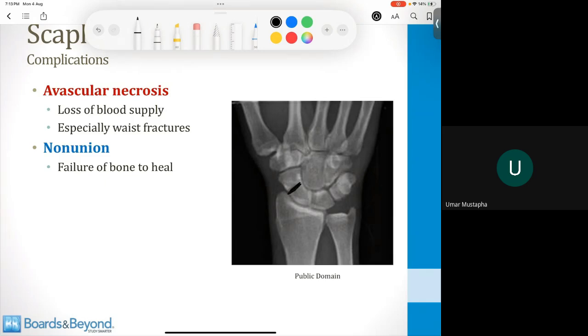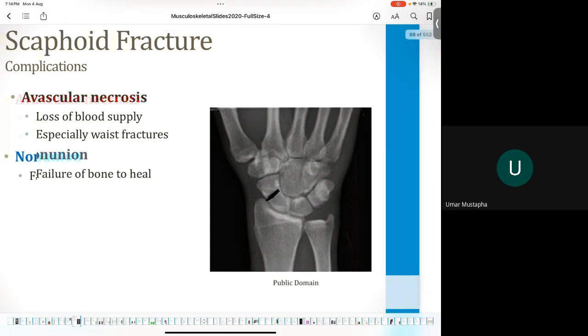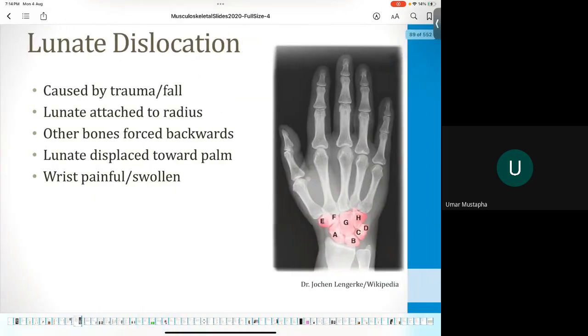And non-union, right? That is failure of the bone to heal, as we know that the blood supply is retrograde. Whenever we have any problem related to disruption of the blood supply, it would be very difficult for the bone to fuse again, because fusion of the bone needs a lot of blood vessels as well, a lot of nutrients, in order to have proper growth of bone.